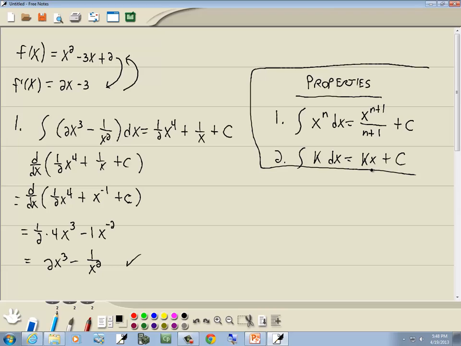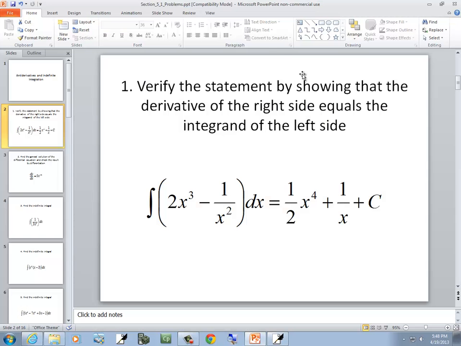And let me clear out some of these papers. There we go. Okay. Let's look at our next problem.